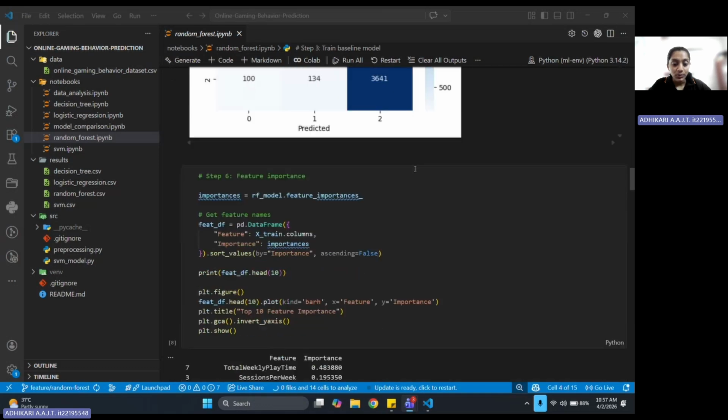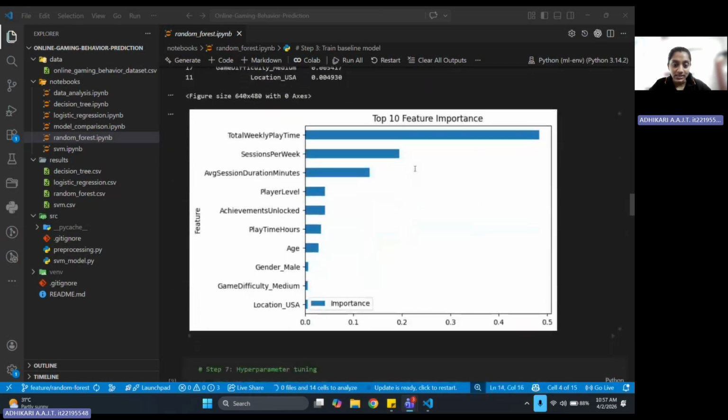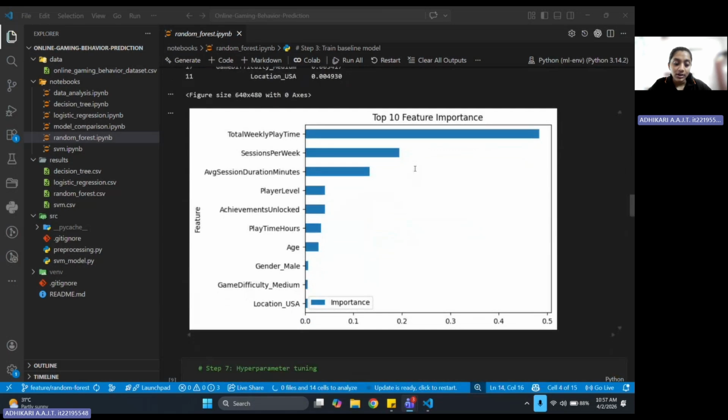One important advantage of random forest is feature importance. From this graph, we can see that total weekly playtime is the most important feature. Also, sessions per week and average session duration minutes are highly important. This makes sense because player activity directly affects engagement level.